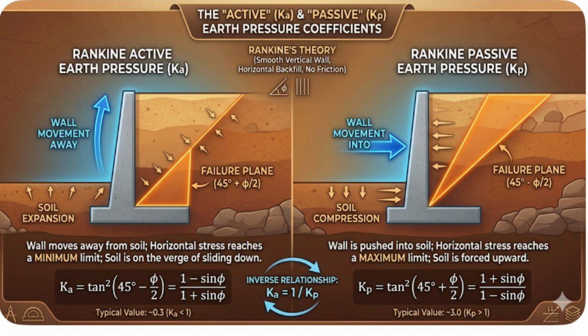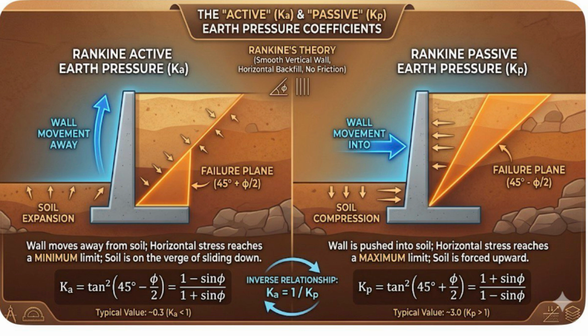The formula flips to 1 plus sine phi over 1 minus sine phi, meaning Kp is the mathematical inverse of Ka. If Ka is 0.33, Kp is a massive 3.0.